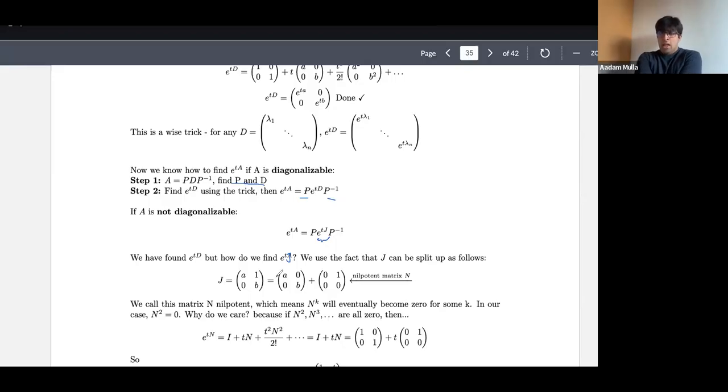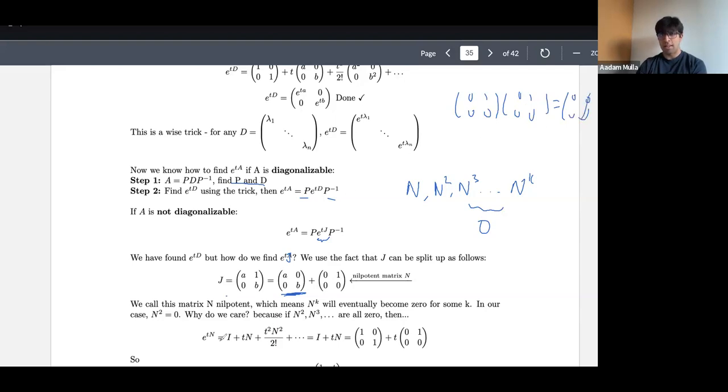e to the tJ. Here's what you do. Pretty much, it's like a nice trick. You say that any J matrix, right? There's a Jordan block, can be split up into the sum of a diagonal matrix and what we call a nilpotent matrix, which basically means zeros along the diagonal and ones along the superdiagonal. Nilpotent means that if you have a nilpotent matrix N, you can do N squared to it, N cubed to it. Eventually, one of these guys will be 0. Like in our case, if N is 0, 1, 0, 0, the first time you multiply it, you get 0. So N squared is 0.